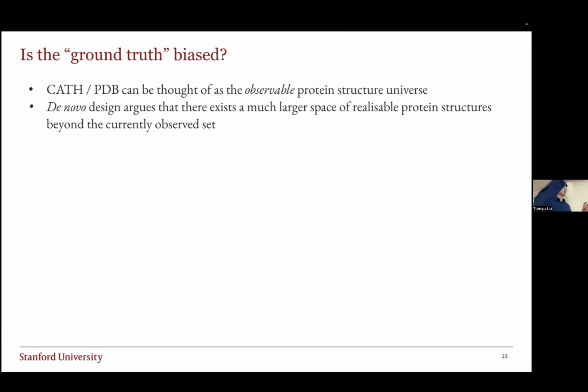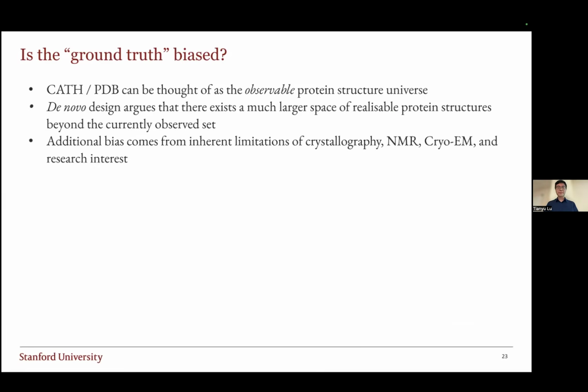And that's indeed what you see empirically with the generalization you see from RFdiffusion. But again, there are additional biases coming from the inherent limitations of these experimental techniques that determine structure, and also just of subjective researcher interest in determining the structures and spending time and effort on some proteins, but not others.